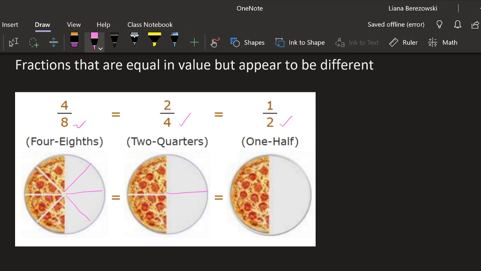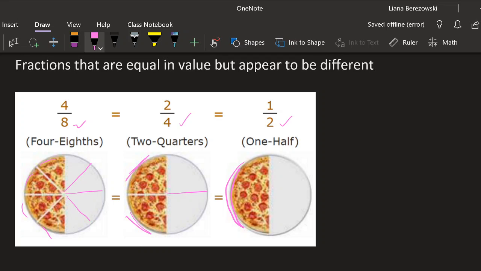Because of the differently sized sections, our numerators are also different, right? So if we count on our leftmost pizza here, we have 1, 2, 3, 4 pieces, okay? So our fraction becomes 4 over 8. In our middle pizza here, we have 1, 2 equally sized pieces, so our fraction becomes 2 over 4. And then in our last one here, we just have that one really big piece of pizza, so our numerator is 1 and our fraction is 1/2, okay?